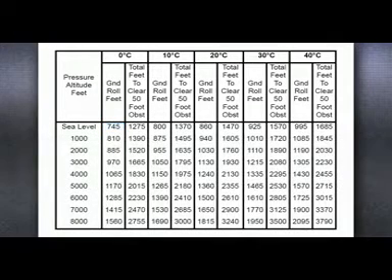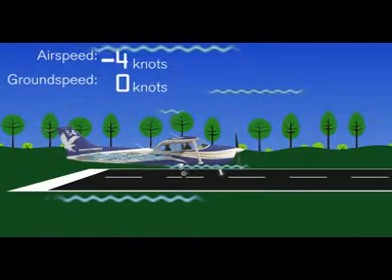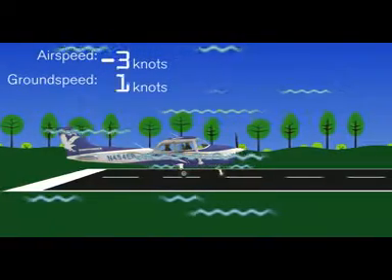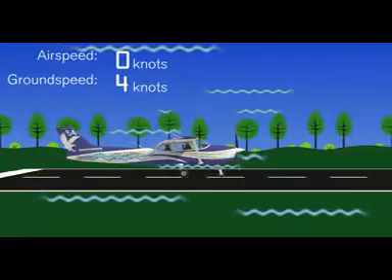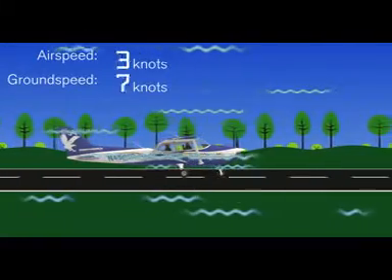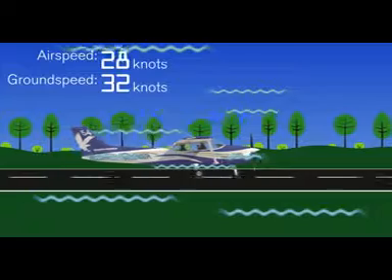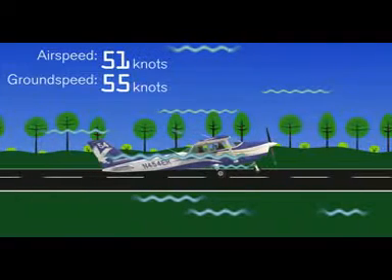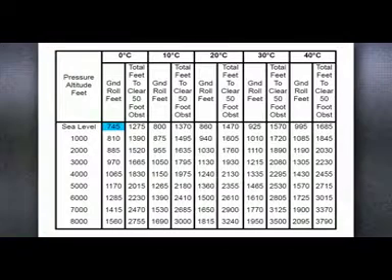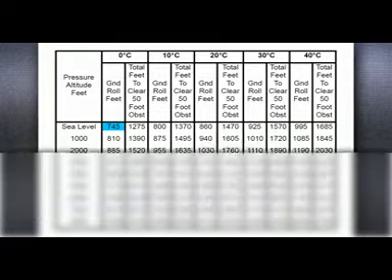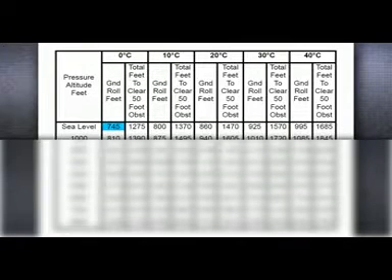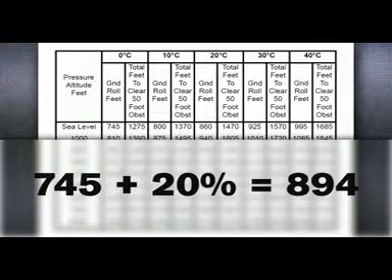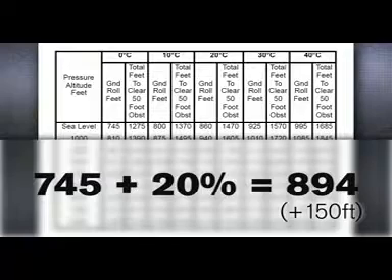A tailwind would do just the opposite. If we were to have a mere 4-knot tailwind, the airplane would first have to travel at 4 knots just to counteract the wind. It would then have to continue accelerating an additional 51 knots to be able to take off. That means that over the ground, the plane would have to accelerate up to 55 knots to take off. And while a 4-knot increase doesn't sound like much, that little bit of wind would increase the takeoff roll to 894 feet, an increase of 150 feet.